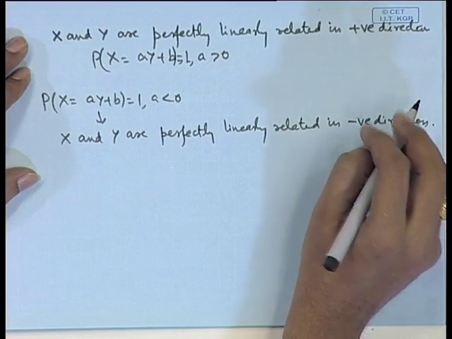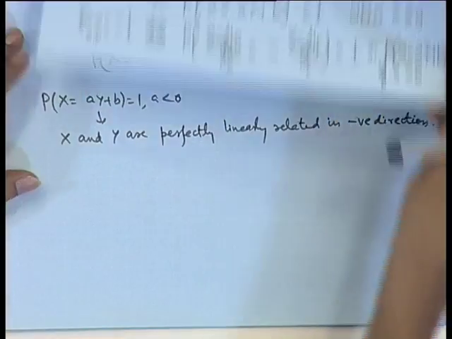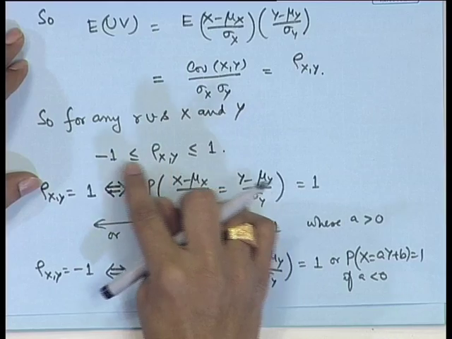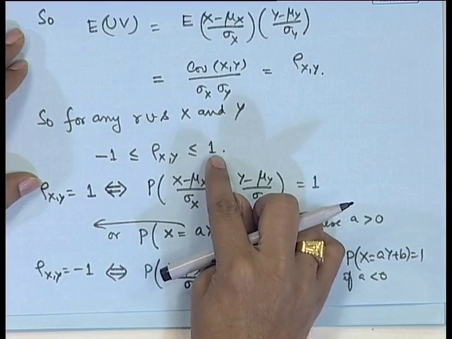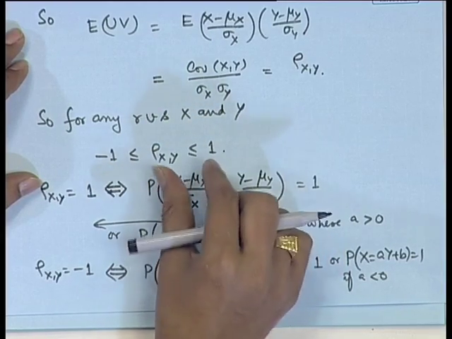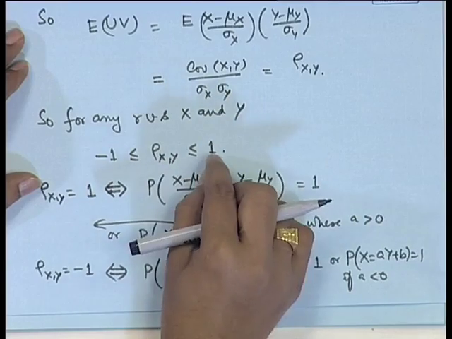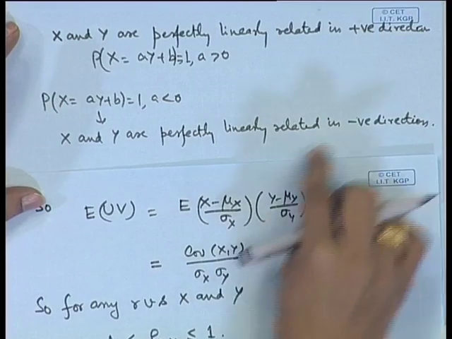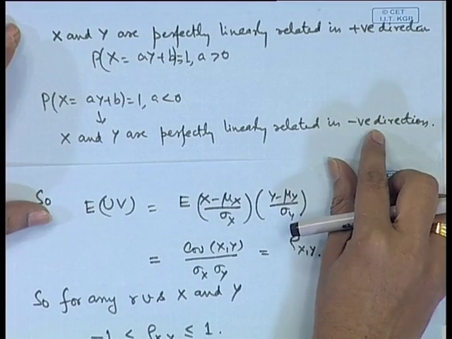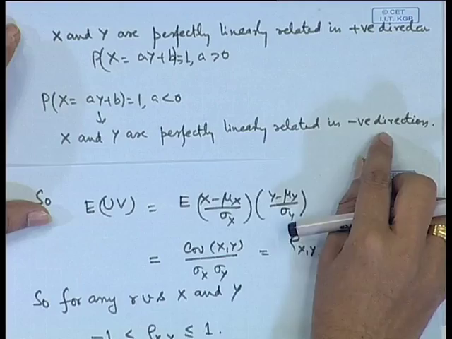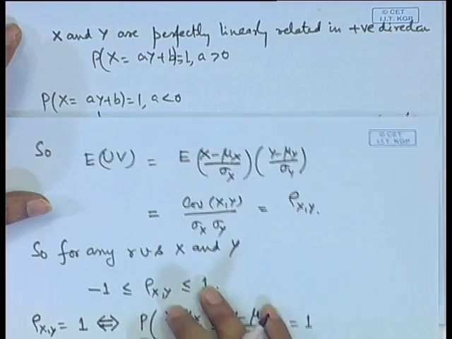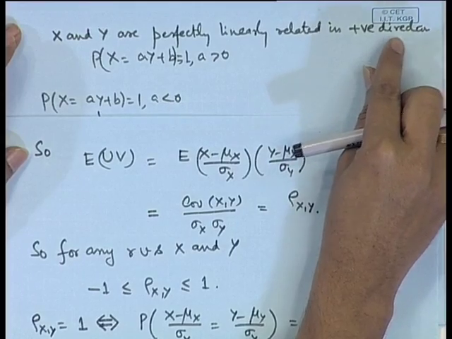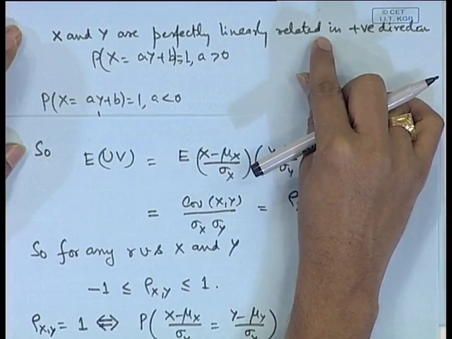Now, this gives an interpretation for the coefficient of correlation. So, we can see that in general the coefficient of correlation lies between -1 and +1. The bounds -1 and 1 are attained. -1 is attained when there is a perfect linear relationship in a negative direction, or you can say perfectly negatively linearly related, and the equality at 1 is attained when it is perfectly linearly related in the positive direction, or perfectly positively linearly related.